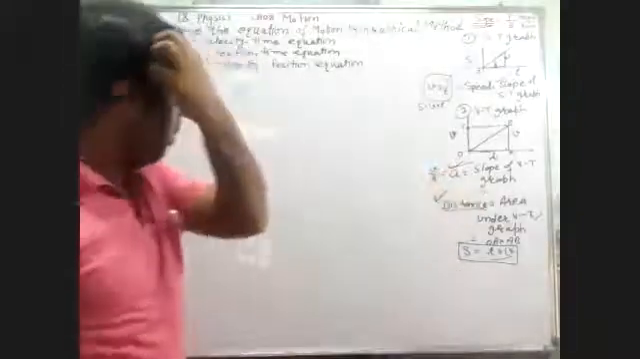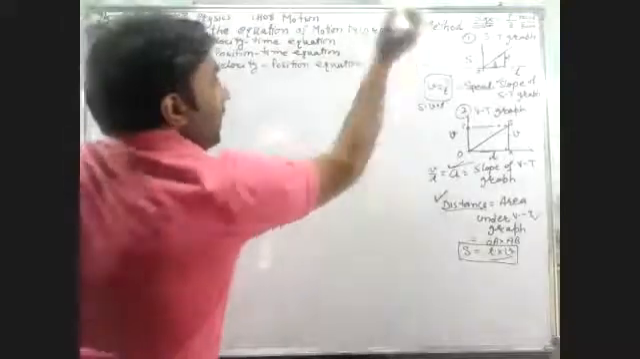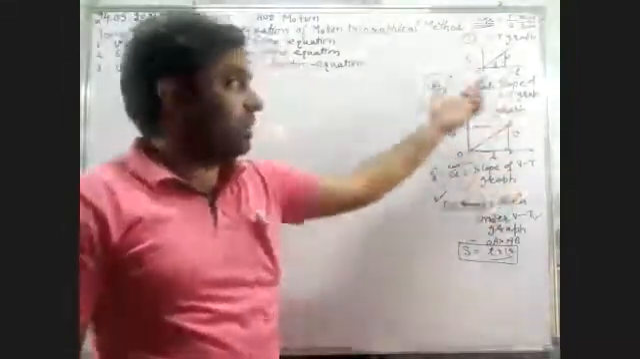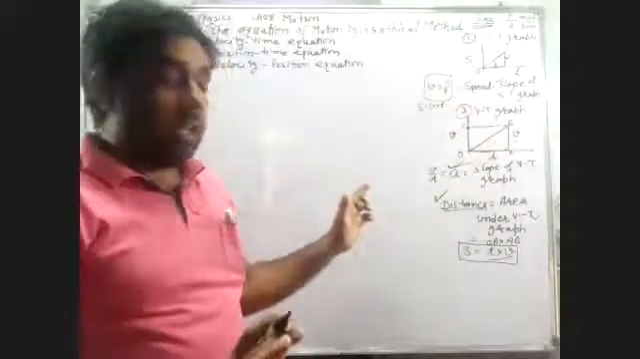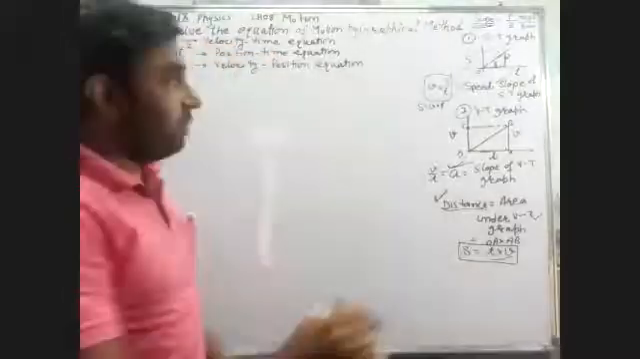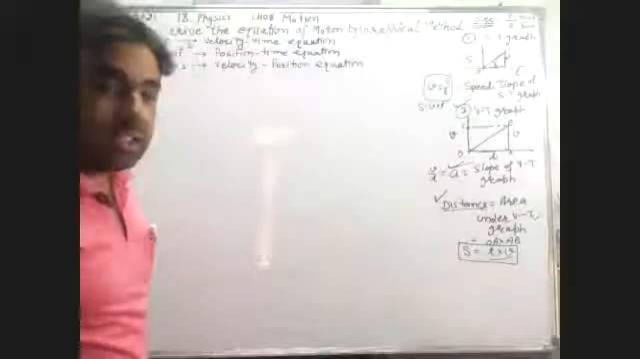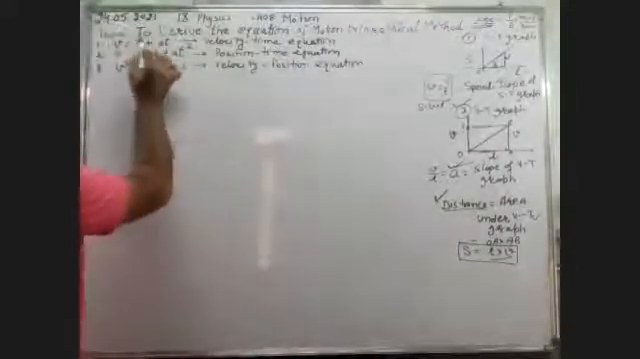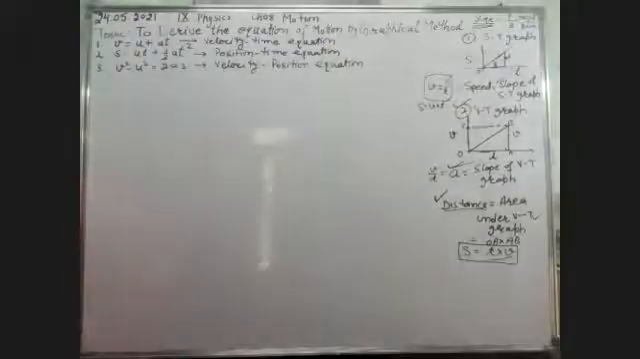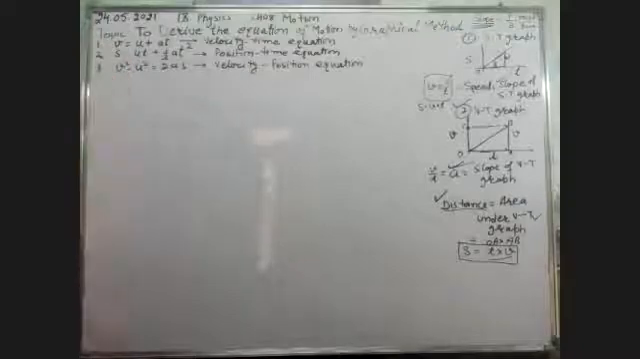Now today's topic is to derive the equation of motion by graphical method. We have discussed the velocity time graph, distance time graph, different graphs. But to derive the equation of motion, we just use the VT graph for uniformly accelerated motion. So first of all, you have to remember what the equations of motion are.